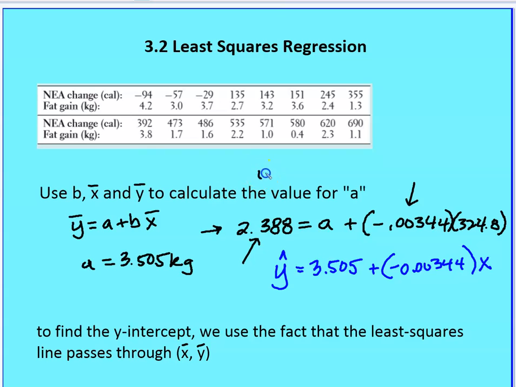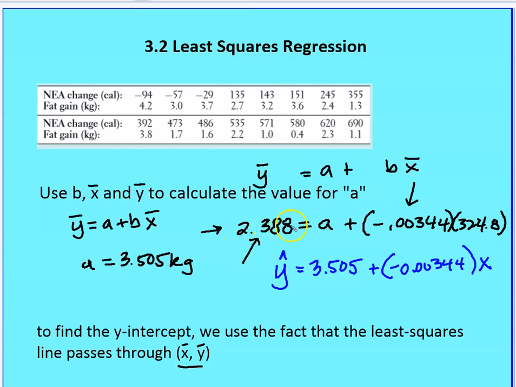So 2.388, the mean for y, is equal to a plus the b value times the mean for x. In order to find the y-intercept, we're using the fact that the least squares line passes through the mean value for x and the mean value for y. Okay, so now we're going to calculate this value for a. We end up with 3.505 kilograms. So we're just solving for a, multiplying this out, and then subtracting it from 2.388, and we end up with 3.505.